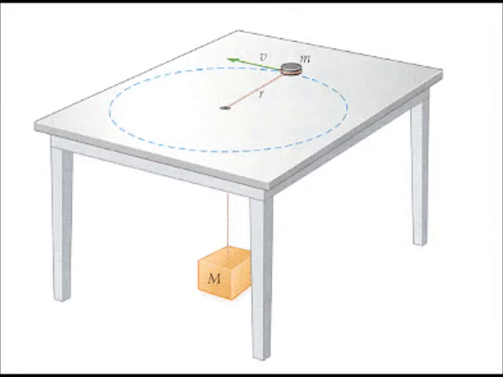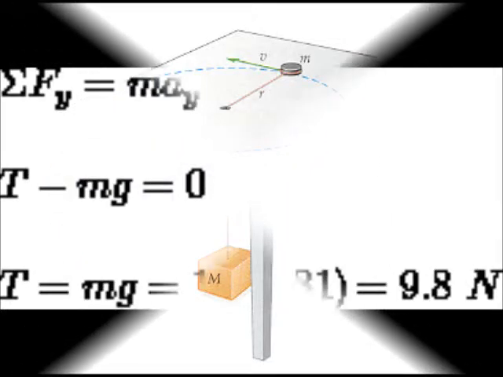To solve this problem, you set the forces in y equal to the acceleration in y, except there is no acceleration in y. So you end with T minus mg equals 0. Then you just plug and solve. You'll end up with 9.8. To solve the second part of this problem, you need to set the tension equal to the centripetal force because everything is in equilibrium. Then you plug everything you know in and solve.